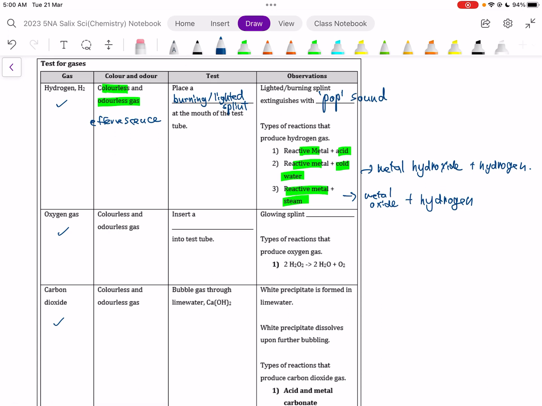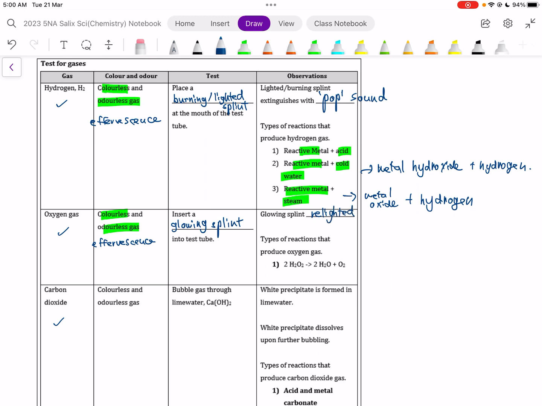Then you have oxygen gas. Oxygen gas is also a colorless and odorless gas. So also you get effervescence. Then you insert a glowing splint into the test tube. The glowing splint will then get relighted.